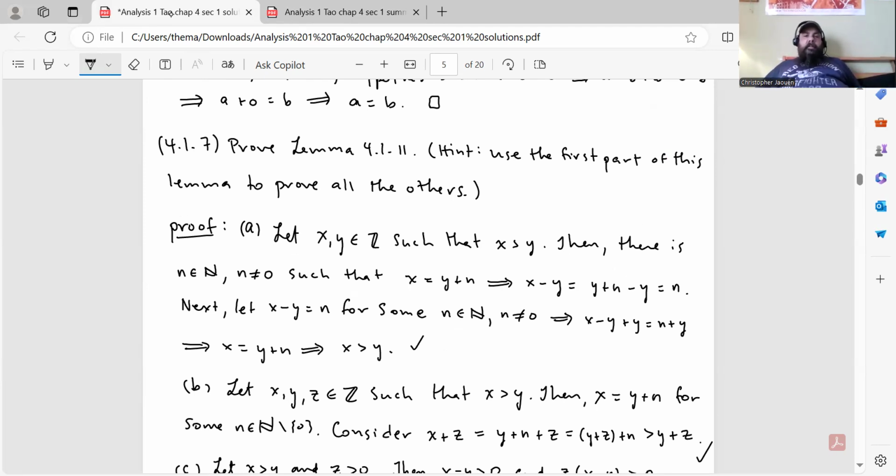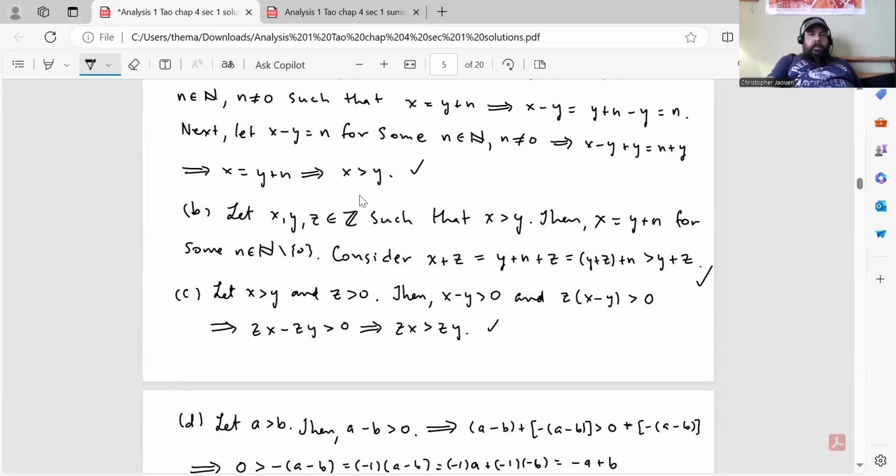So let x, y be integers such that x is greater than y. Then there's a natural number n not 0, such that x equals y plus n, which implies that x minus y equals y plus n minus y, which is equal to n, which is a positive integer. Next, let x minus y equal n for some natural number n, which is not 0. That implies x minus y plus y equals n plus y, which implies that x is y plus n, which implies x is greater than y by definition of greater than.